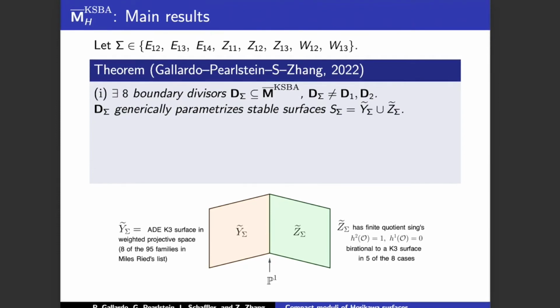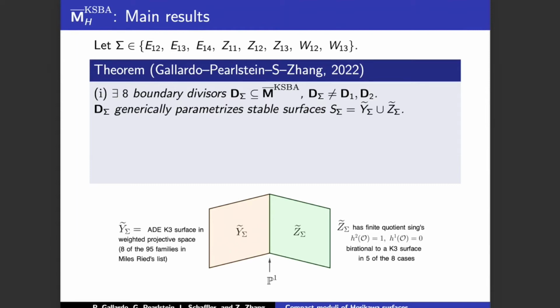So what happens with the E's, E types like E12, E13, E14? Well, basically, the technique that we apply in the Z's and the W's just does not work for the E's. And we actually conjecture, this will be the object of most likely future work, that it's not birational to a K3, but rather to some surface of general type. But we're still trying to understand that part. So this is the end of the statement as far as the KSBA theoretic results are concerned.